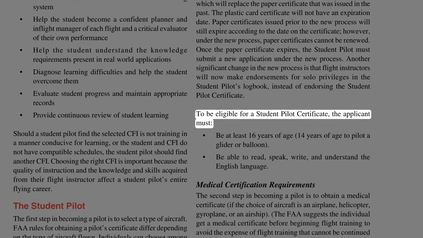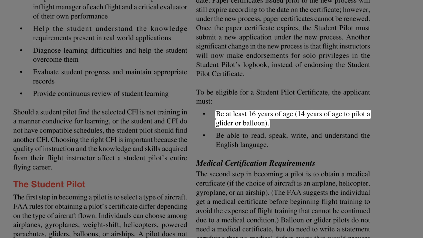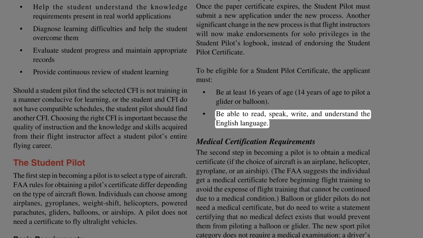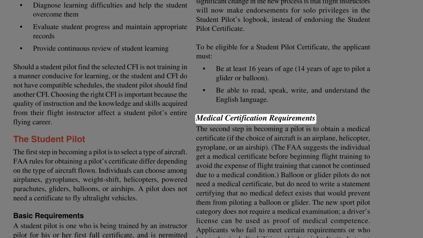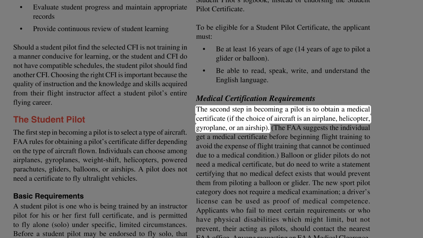To be eligible for a student pilot certificate, the applicant must be at least 16 years of age, 14 years of age to pilot a glider or balloon, and be able to read, speak, write, and understand the English language. Medical certification requirements. The second step in becoming a pilot is to obtain a medical certificate if the choice of aircraft is an airplane, helicopter, gyroplane, or an airship.